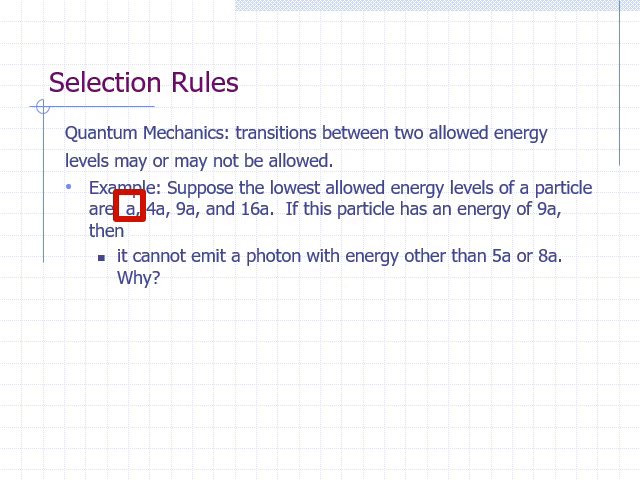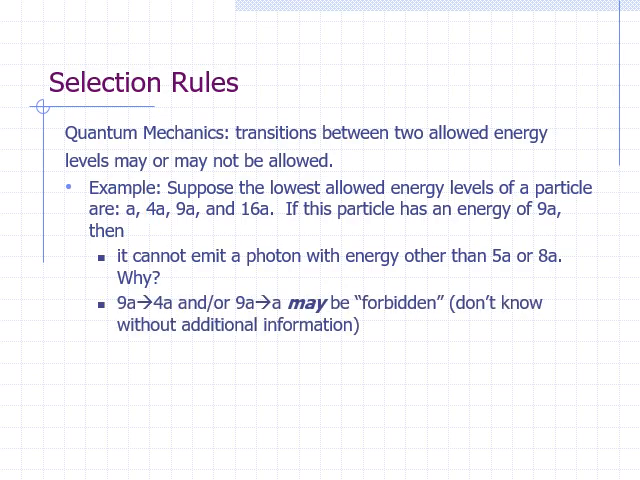These are the only two possible emissions from 9A that will satisfy the Bohr frequency condition. However, there could be selection rules that would make one or both of these a forbidden transition. Bottom line, satisfying the Bohr frequency condition is necessary, but it may not be sufficient.